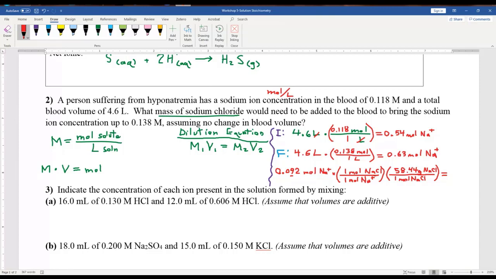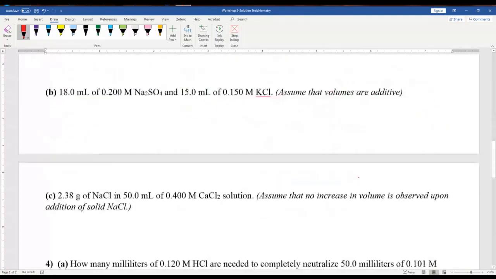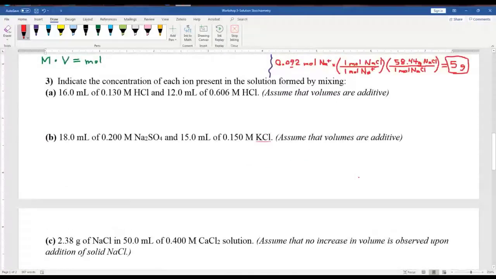So, all right. Then, what do we get for our grams of sodium chloride that we have to add? It's going to be 5.376 grams of sodium chloride. And with one significant figure like we have here, there end up being 5 grams. And there we go. Cool. Very interesting problem.